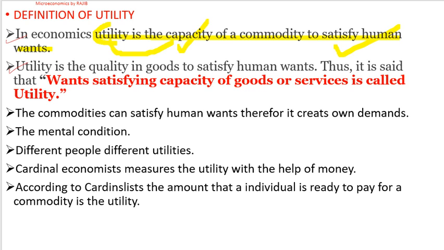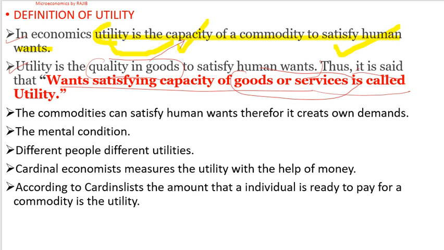In the next point, utility is the quality in goods to satisfy human wants. It is said here, utility is the quality in goods. That quality is the capacity itself. You have to remember that quality itself is the capacity. So utility is the quality in goods to satisfy human wants. Thus it is said that one's satisfying capacity of goods or services is called utility. Here goods or services are taken, you may also take goods and services. So this is the definition of utility.